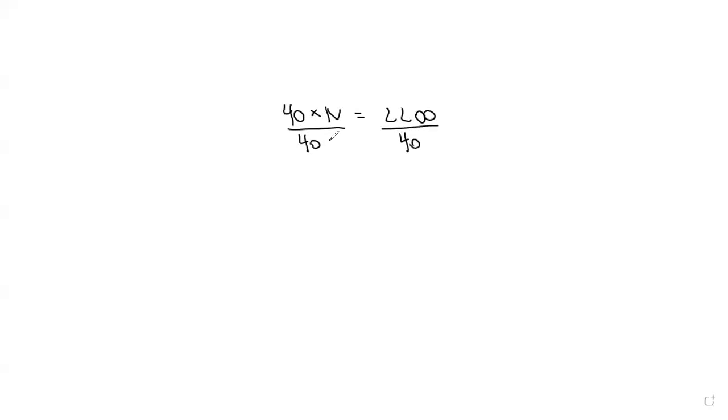Again, your goal is just to get n by itself. In this case, the two 40s on the left would cancel each other out, so that's good. And then you would get n equals 2,200 divided by 40, which is, I can't remember. Let's see what it is. Someone says 55. That sounds right. Very good. 55.